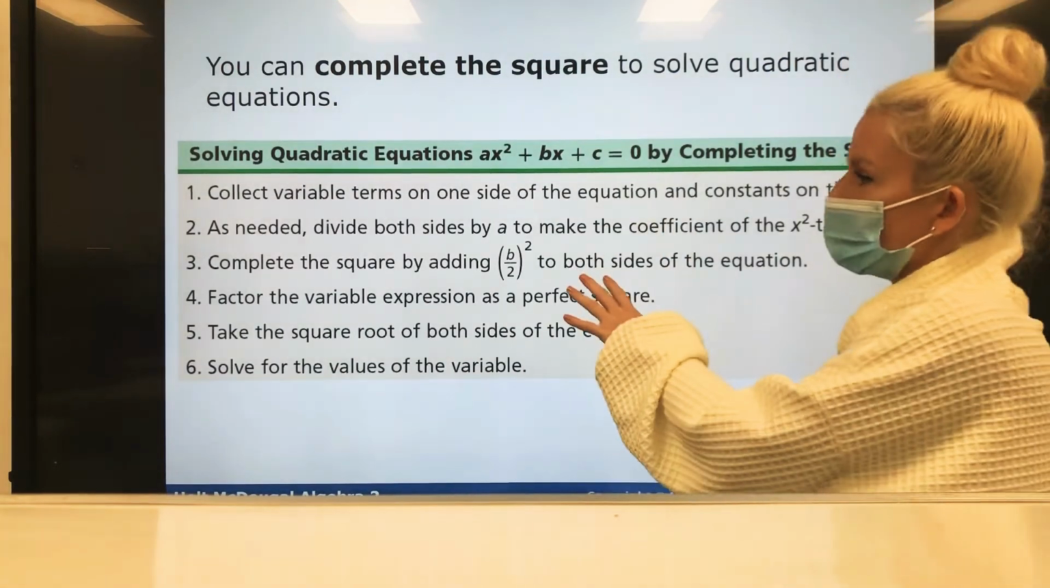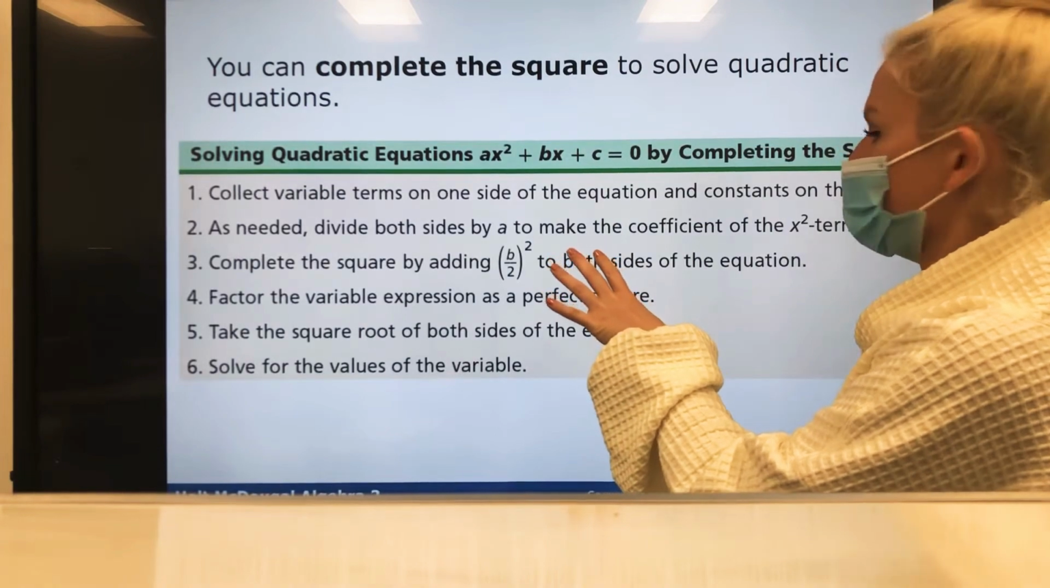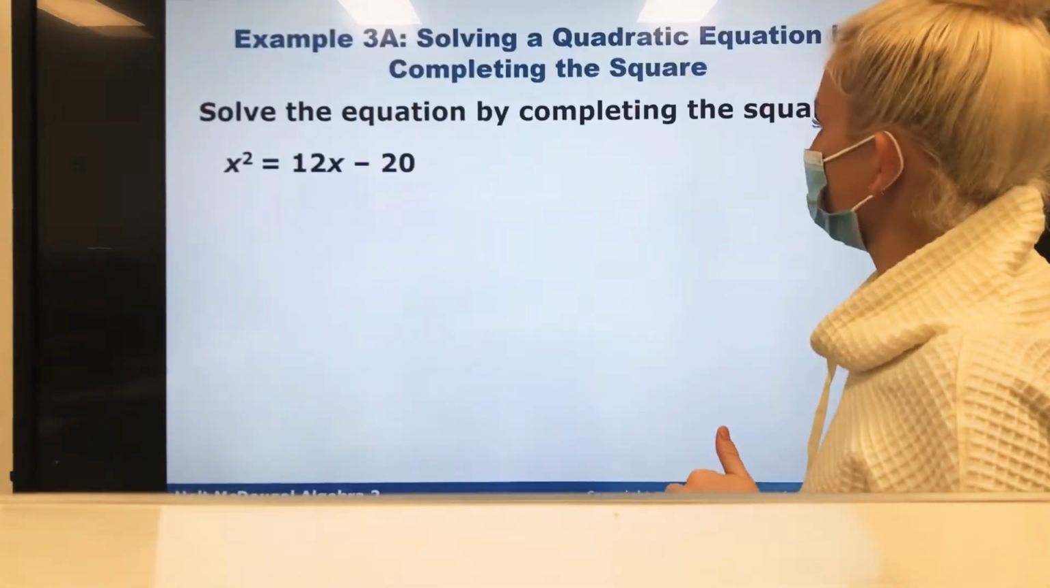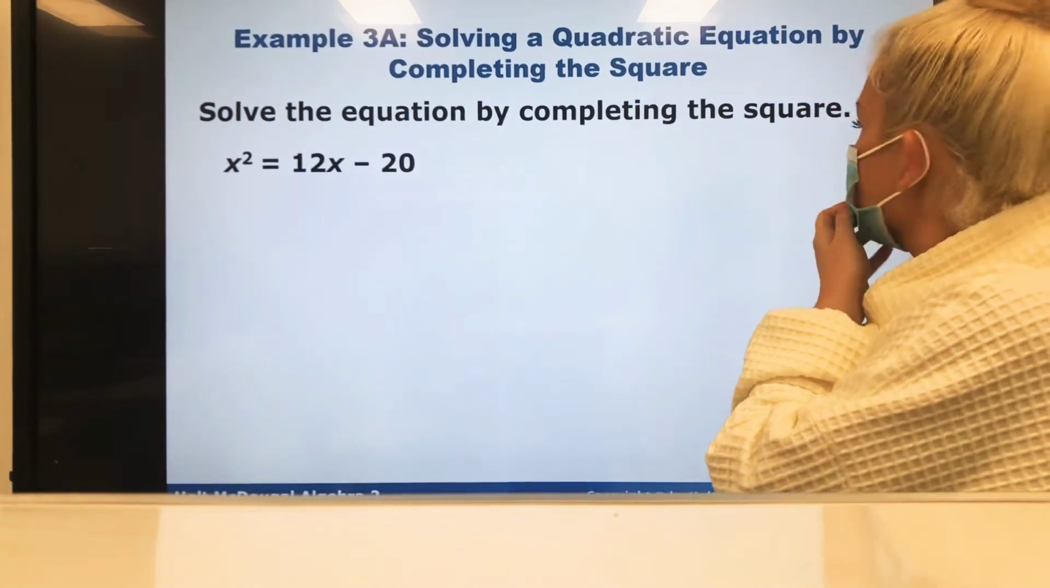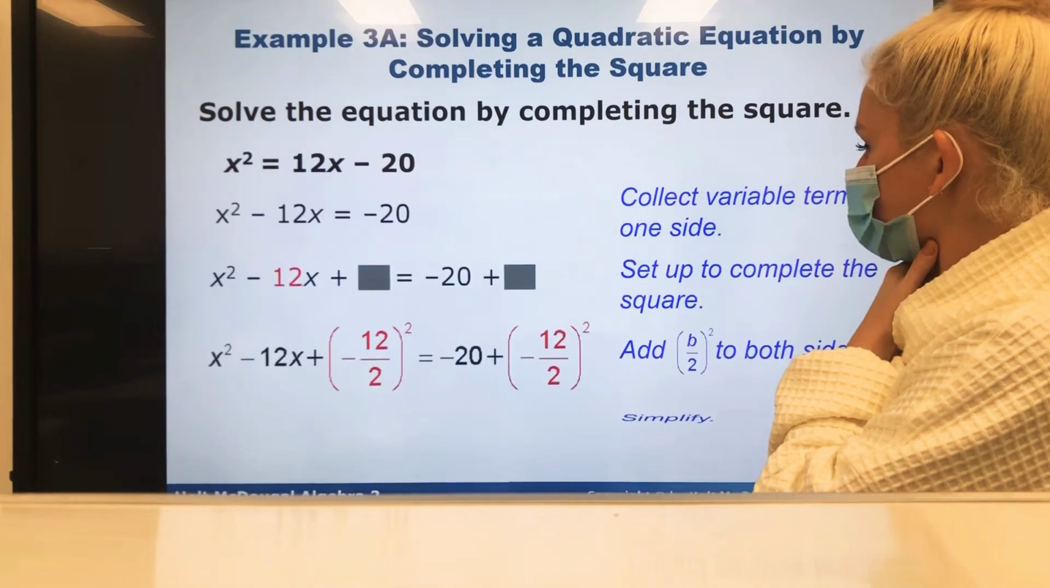These are the notes I'm going to post in Google Classroom. I'm not going to waste time right now going over that, because I'm going to show you the steps as we go. I'm going to show you physically how to do it. Okay, solve the equation by completing the square.